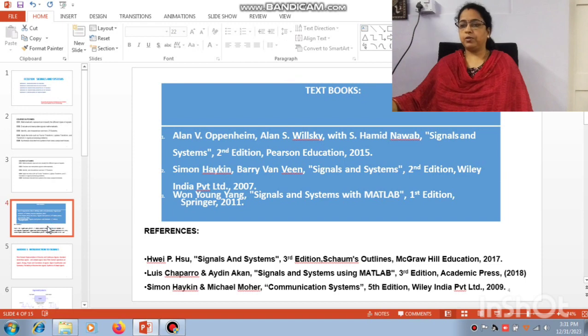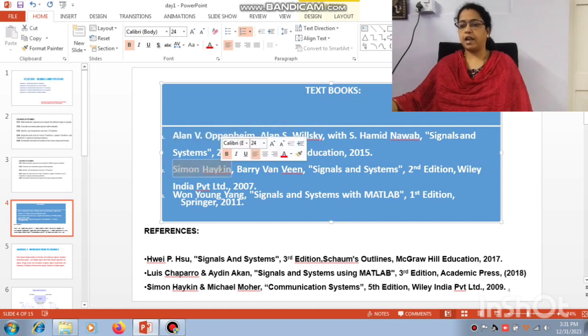Next we are going to see the textbooks. For signals and systems, I am going to use the Oppenheim textbook as well as Simon Haykin. These two are the standard books for signals and systems.